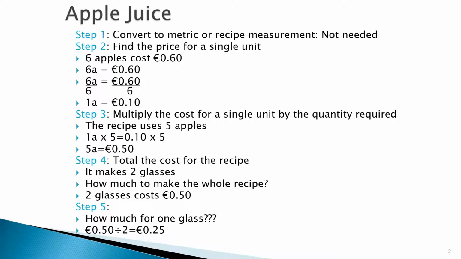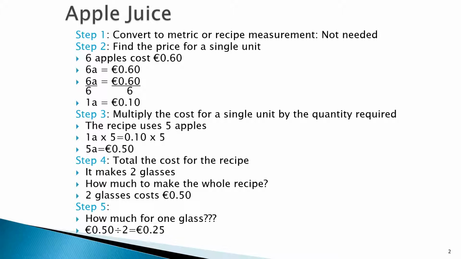Then we multiply by the quantity required. So our recipe said you needed 5 apples. So we know that a single apple is costing us 10 cents. So we multiply the single apple by 5 to give us 5 apples. So a single apple multiplied by 5, 10 cents multiplied by 5. Do the same to both sides of the equation. And we get that 5 apples is equal to 50 cents.